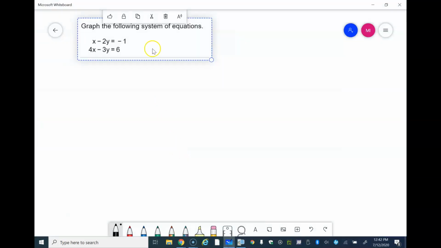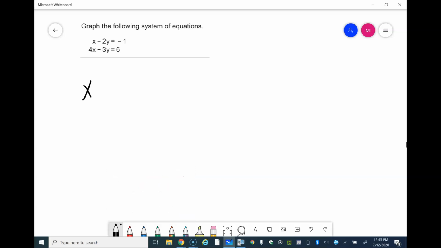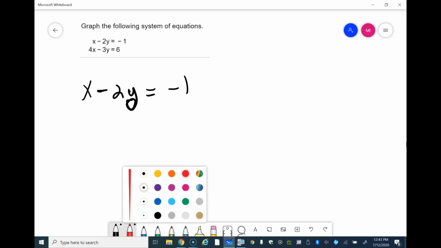So let's set up the problem. Here are my two equations, and again, I want to solve and get y by itself to get two ordered pairs in order to graph both of these lines. So I have x minus 2y is equal to -1. Let's do this one first. I'm going to move my x over.